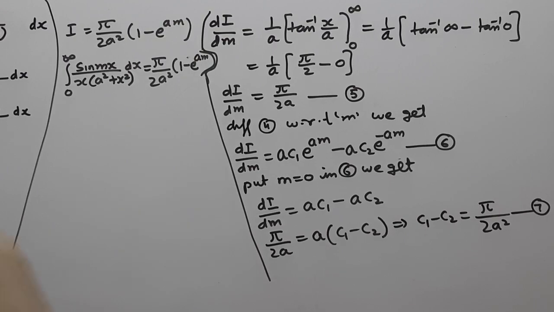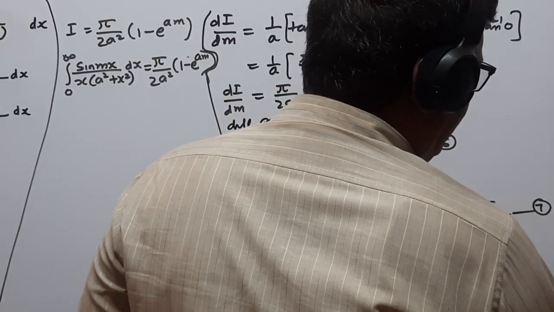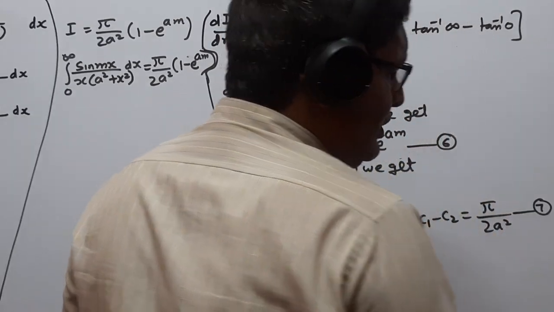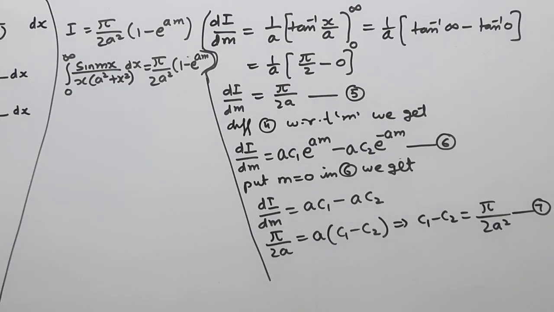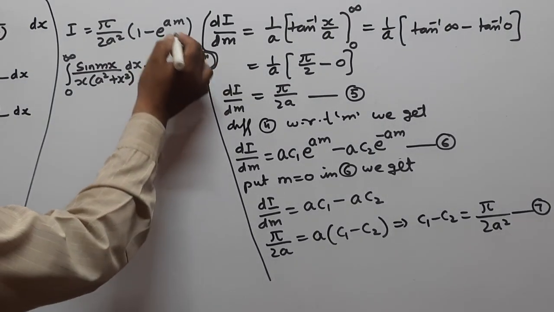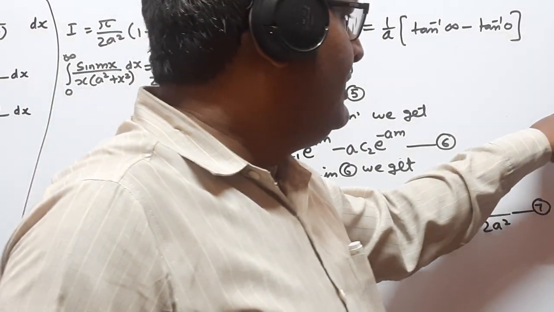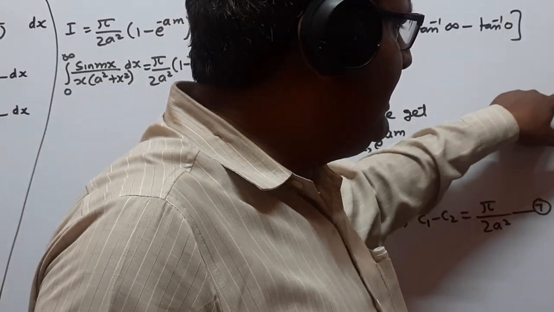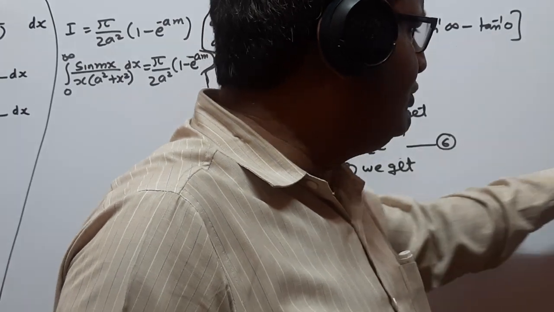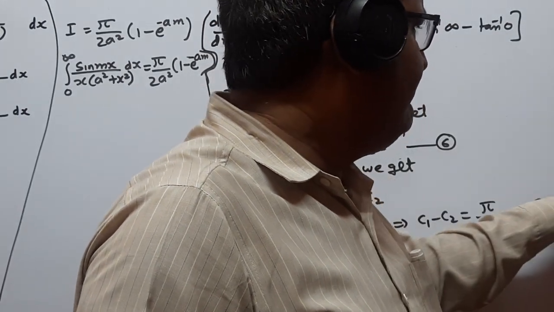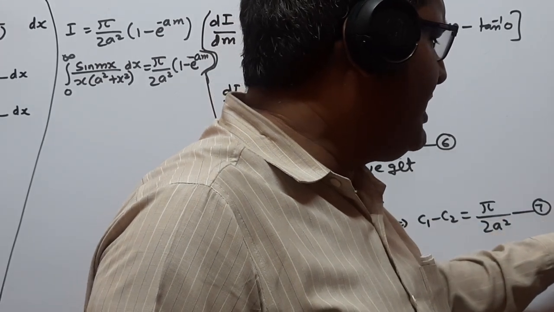Here we can see C1 is 0 and C2 is minus pi upon 2a square. So this is 1 minus e to the power minus am. You can see here, when we add equations 7 and 8, C2 is cancelled out, C1 plus C1 is 2C1, that is C1 is equal to 0. When we put C1 is equal to 0 in equation 8, we get C2, this is minus pi upon 2a square.